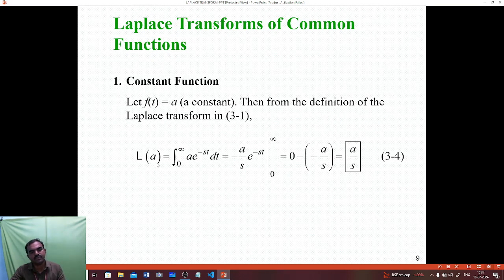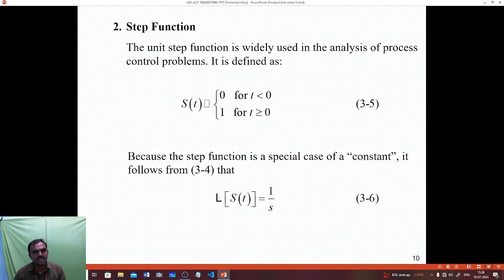So here, what is L of 1? L of 1 is nothing but 1 by s. L of 2 is 2 by s. L of 3 is 3 by s. If we replace any value of n, we get the corresponding Laplace transform. So this function is the constant function. Okay. Next one, step function.